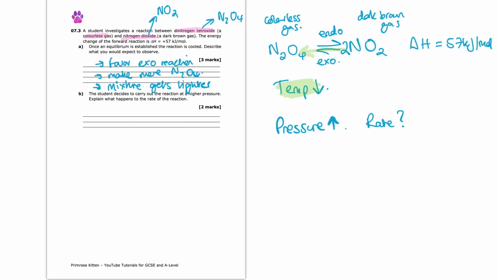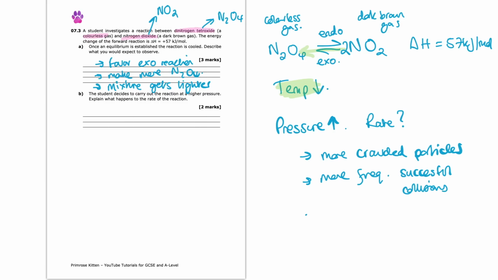And whenever we're asked a question about the rate in an equilibrium question, it's kind of irrelevant to the fact it's an equilibrium question, because all we need to know is when pressure is increased, the rate of reaction will increase. And that is just due to particle theory, collision theory. If we have a higher pressure, we're going to have more crowded particles, and therefore we're going to have more frequent successful collisions. And then the consequence of that is that the rate goes up. And that there would be our explanation for B.